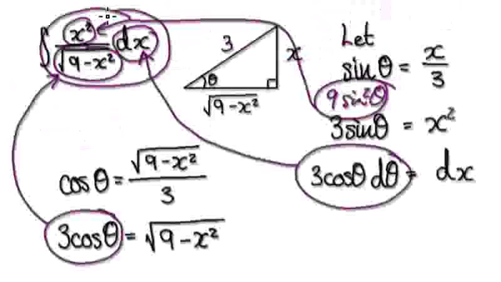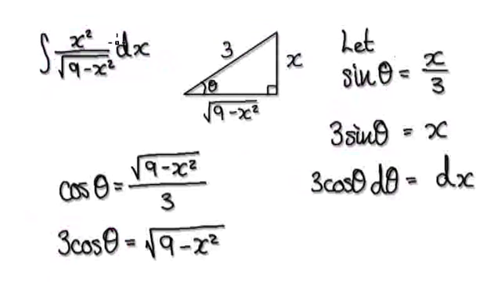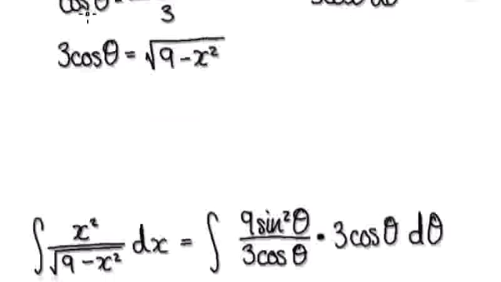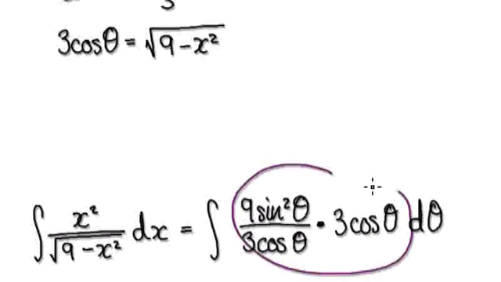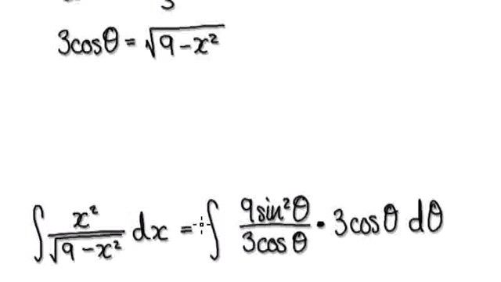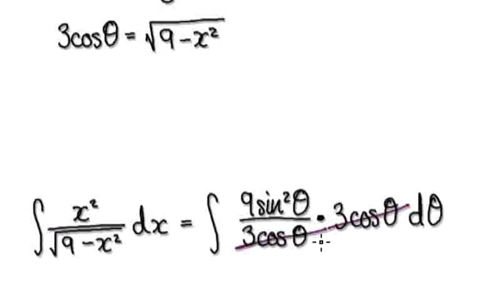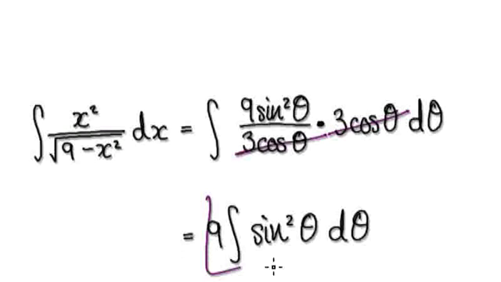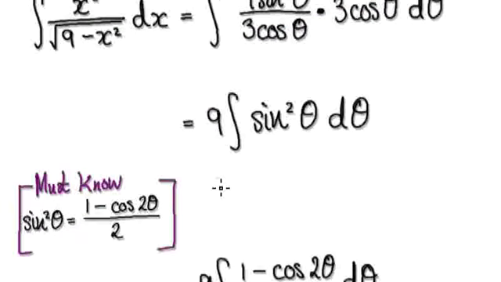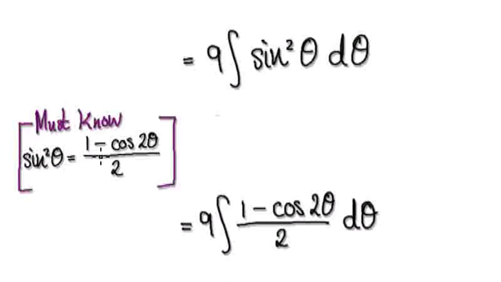Hang on, let me just. So this whole thing here will become this. Okay, so it will become this, and then this will cancel out with this. So that will then give you this. Okay, so now something that you must already know.